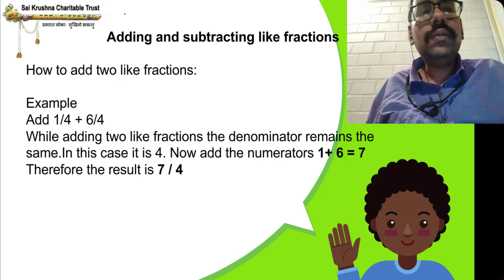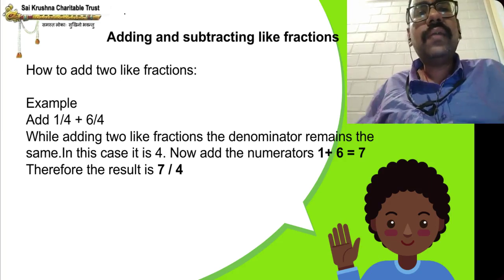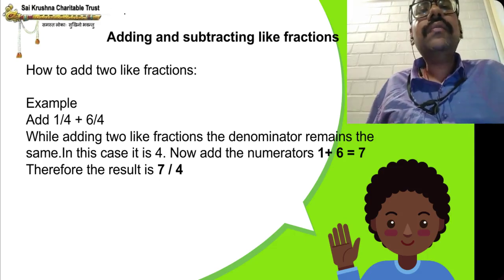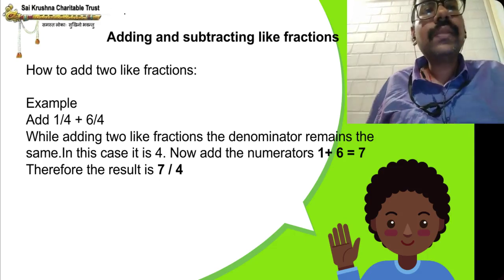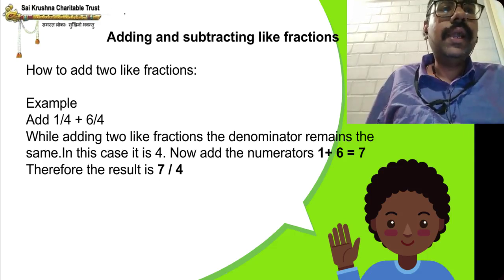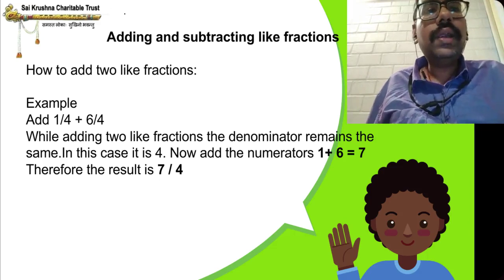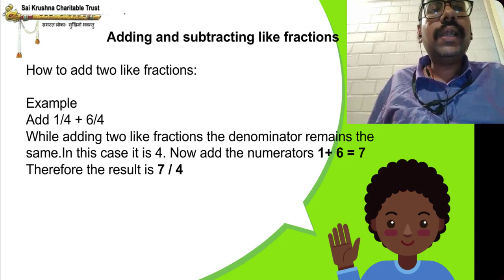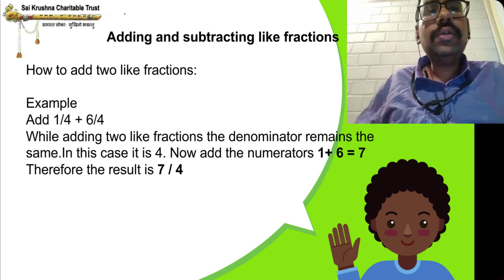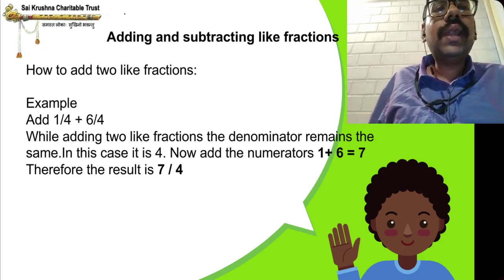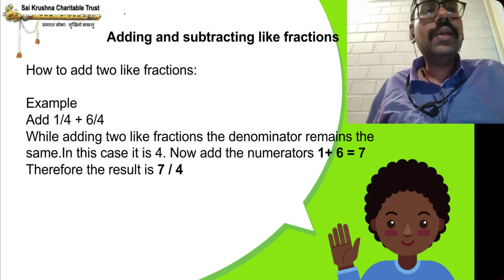So I'll tell you once again. If you have to add two like fractions, say 1 by 4 and 6 by 4, in this case 4 is the common denominator, right? So you have to write 4 in the denominator. It will not change. To get the numerator, numerator 1 is 1, numerator 2 is 6. So you have to add the numbers in the numerator. That is 1 plus 6 is equal to 7.